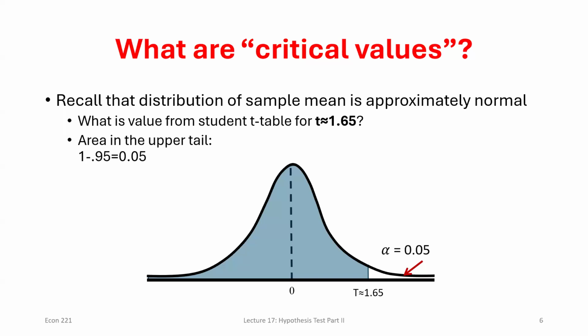I can use different values. I could set alpha to 0.05. I could set alpha to 0.01. If I wanted to be really stringent, I could set it to 0.0001. Right, make it really hard to reject the null.